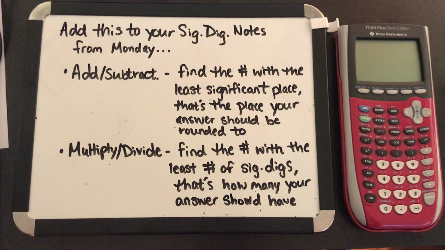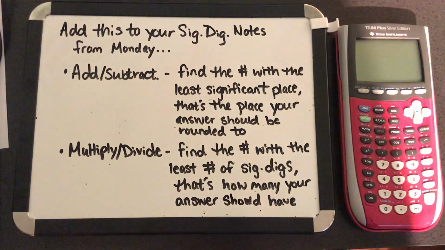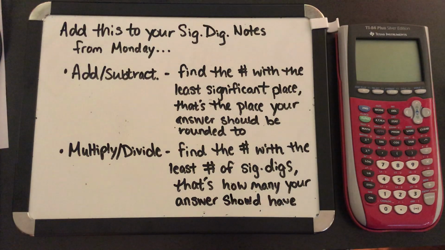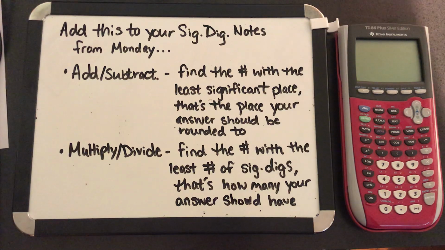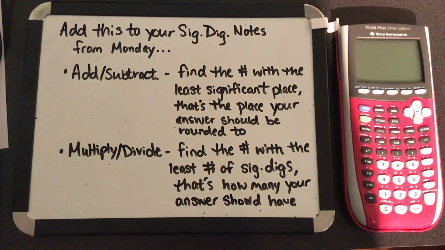I just wanted to give you some additional help with the practice problems from Monday, and this will help clarify things before you jump into your ChemQuest today. So your significant digits guided notes that you took yesterday, after the section about rounding, you should add this to your notes, whether you just want to handwrite it, or type it into your Google Doc that you're going to print off later, whatever works best for you. But now would be a time to pause the video and write down the notes.